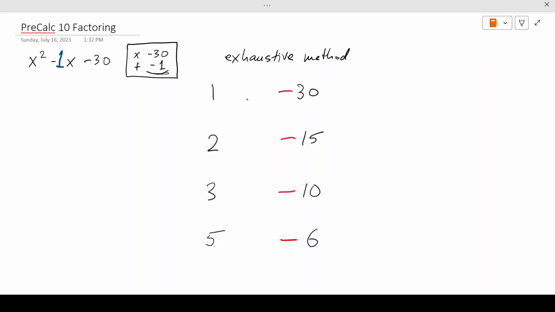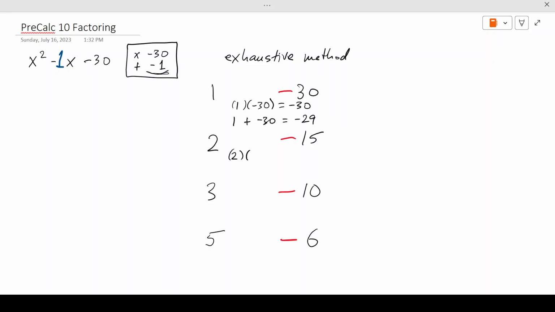So I'm going to go through step by step here. I'm going to take the 1 and the negative 30. I'm going to double check that it's multiplying to negative 30 like I want. 1 times negative 30 does indeed multiply to negative 30. That's the C I want. Now I'm going to add, and I'm going to check 1 plus negative 30. That equals negative 29. That's not the B I wanted. So I'll go to the next one.